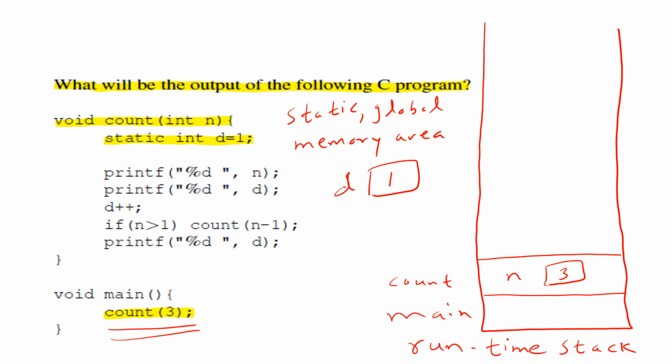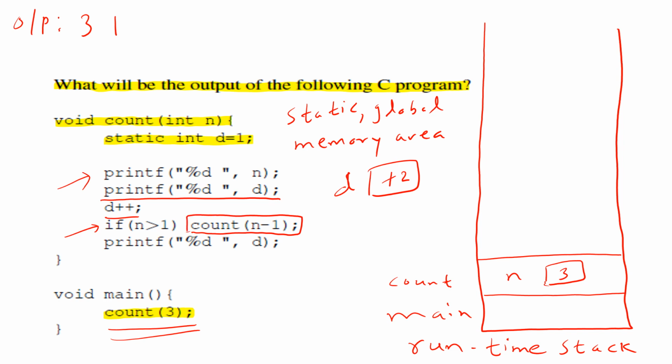Then we are printing the value of n. So our output starts with value of n, which is 3. Then we are printing the value of d, which is 1. Then we increment the value of d by 1, so d becomes 2. Then we check this condition, n greater than 1. n is 3, 3 greater than 1 is true, so we make a recursive call to this function.